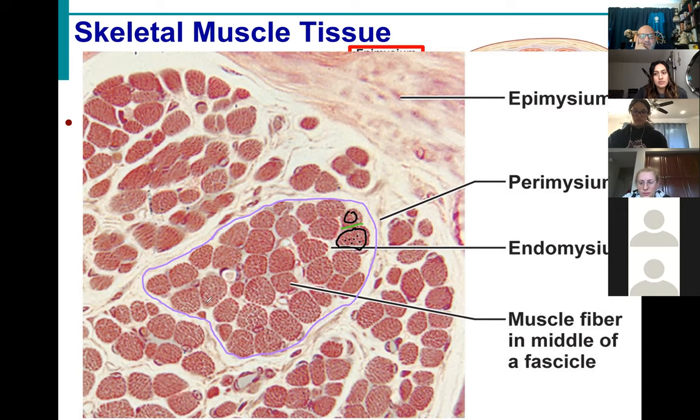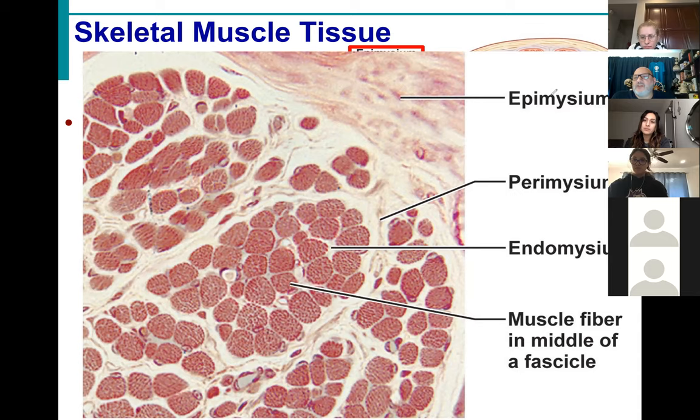Notice this fascicle and this one over here and this one over here, plus this blood vessel that we see here. Notice all of these things are bound together by one more connective tissue to form the muscle. What type of connective tissue would this be? Dense irregular. And what would we call it based on its location? Epimysium. Excellent. So notice all these things we've talked about on the illustrations, we can clearly see under a light microscope as well.